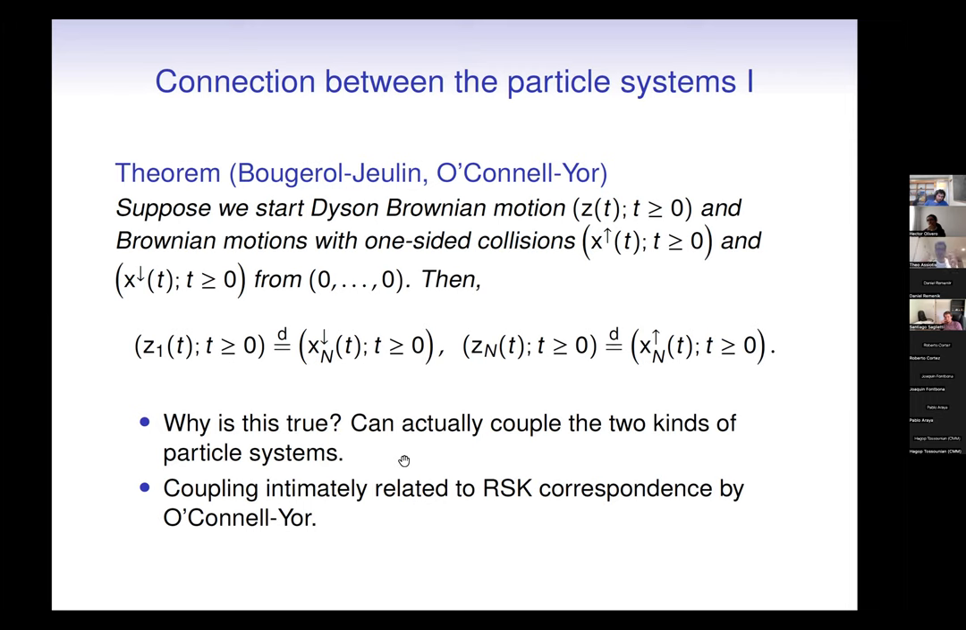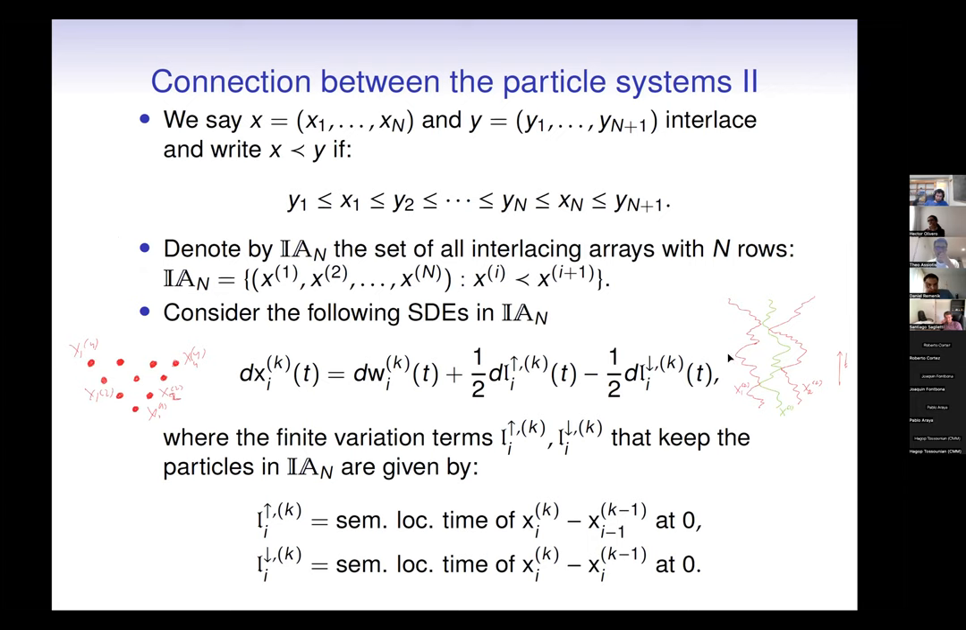It's not obvious why it should be true, but actually you can couple these two types of particle systems, and then it becomes kind of clear. And there's a coupling which is related to the RSK correspondence, which is in this paper by O'Connell and Yor. I'm not going to discuss that, I'm going to discuss a different one. So, to be a bit brief here, I will discuss this thing about the interlacing array. So what is an interlacing array?